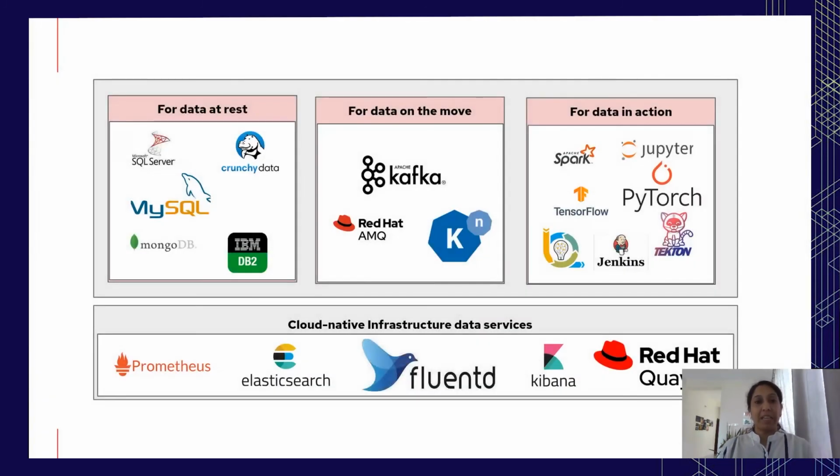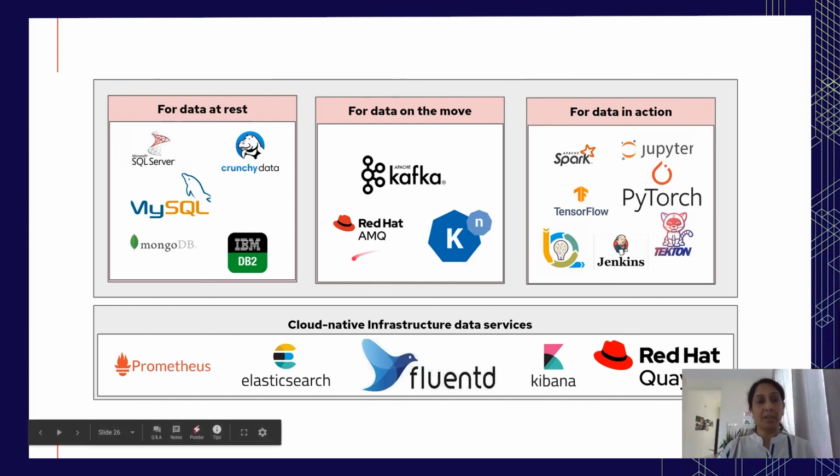Now that we have seen what Openshift Container Storage is, let's look at the common use cases. Openshift Container Storage can be used wherever you require persistent storage. This could be cloud native infrastructure data services for running, for instance, Prometheus, Elasticsearch, or even your registry. It can be used for data at rest: any databases where the backend provides block or object storage, you can use Openshift Container Storage.